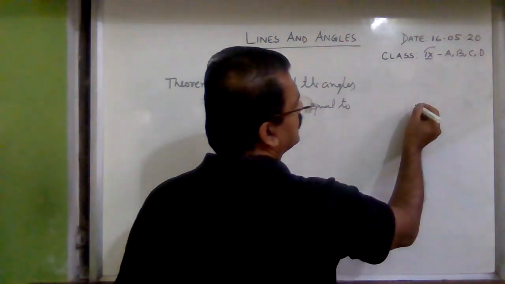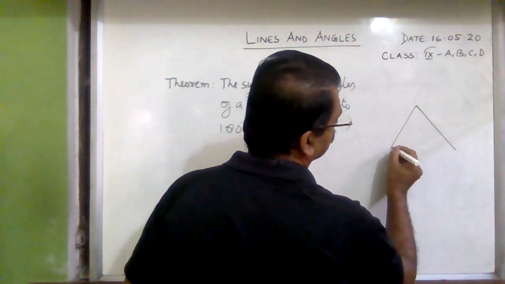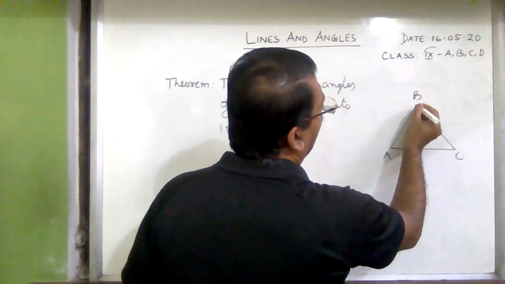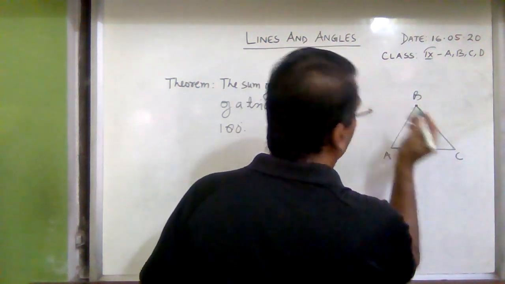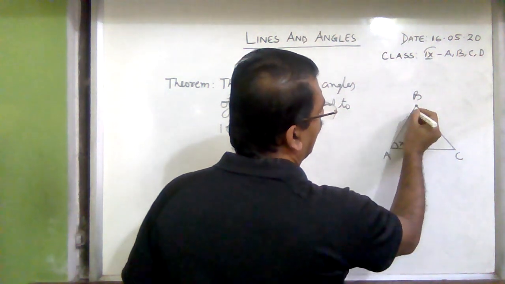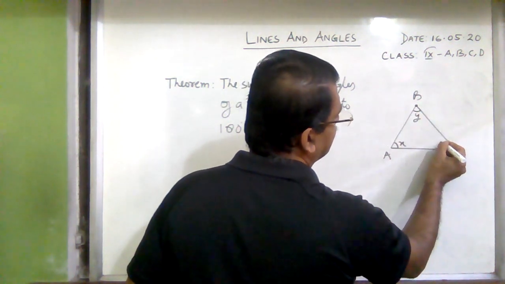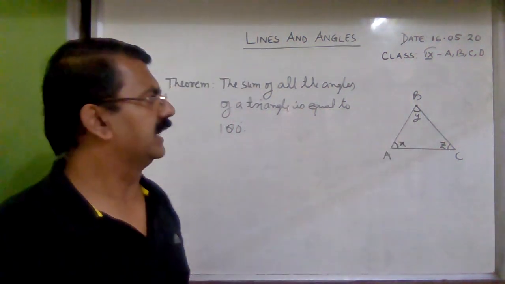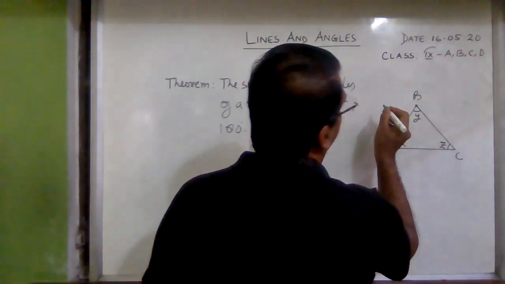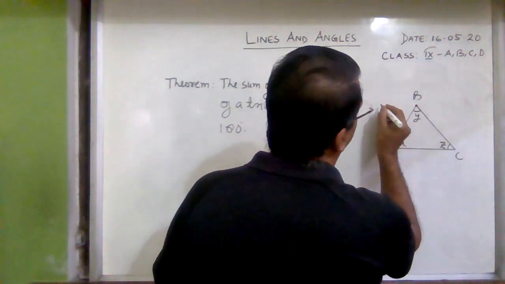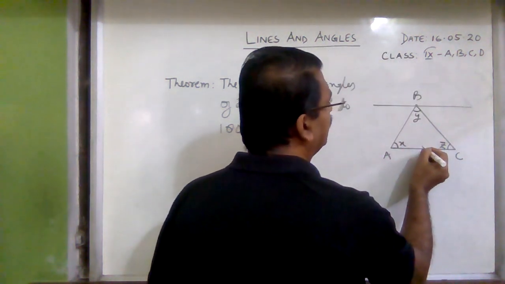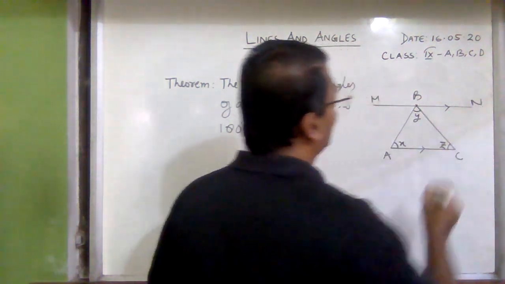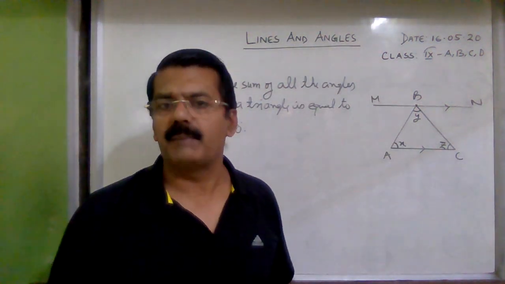Okay, so suppose there is a triangle ABC. ABC is a triangle, and it is given that angle A is X, angle B is Y, and angle C is Z. That means we have to prove that X plus Y plus Z is equal to 180. Now what you do, you draw a line passing through B and parallel to AC like this. Let it be MN. Draw a line MN passing through B and parallel to AC.